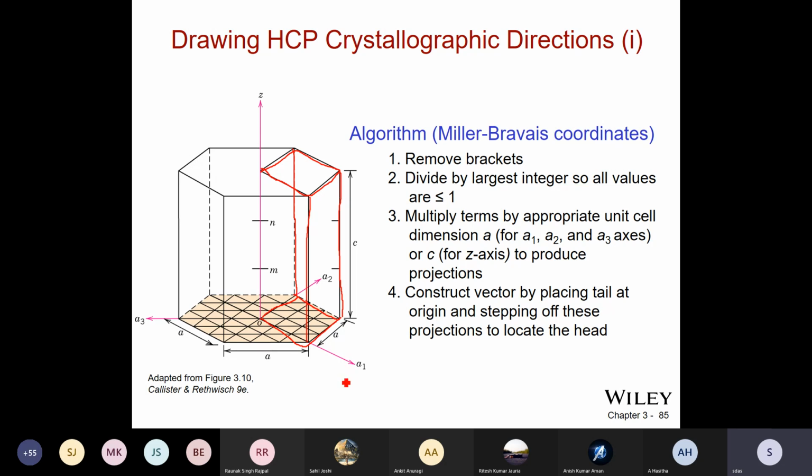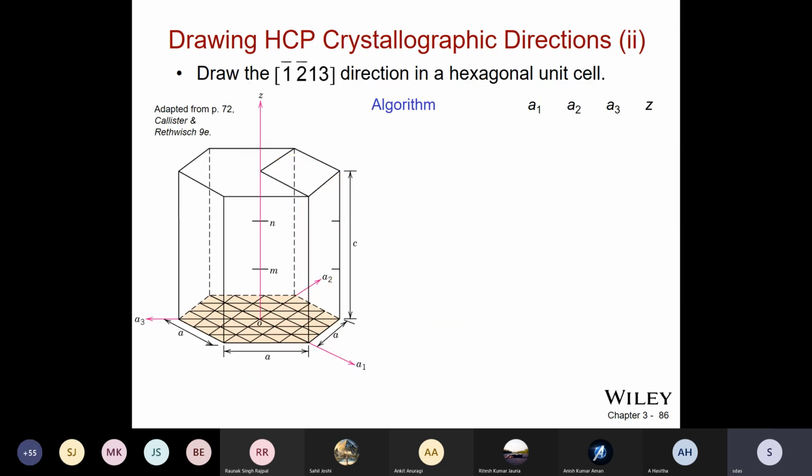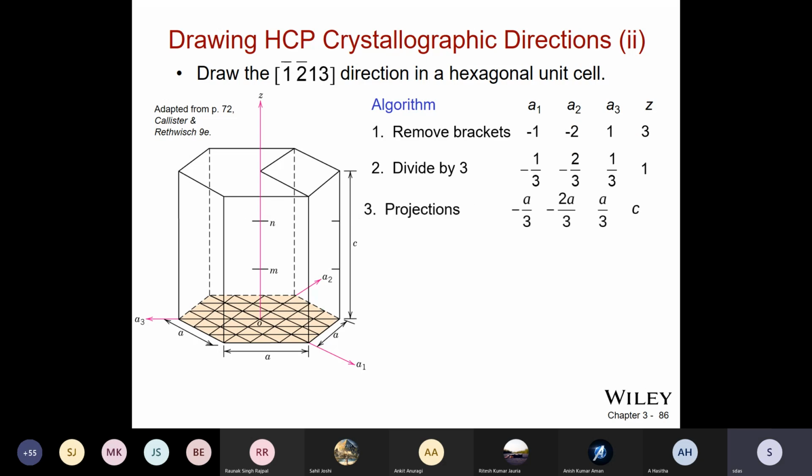Here they have a 4-axis system, A1, A2, A3. The angular relationship between them is 120 degrees each. And there is a vertical axis, the z-axis. First remove the brackets, divide by the largest integers, all values less than or equal to 1, multiply terms by appropriate unit cell dimensions, construct the vector by placing the tail at the origin and stepping off the projection to the head. Same thing we did, but now you have a 4-axis system. You look at how you do this.